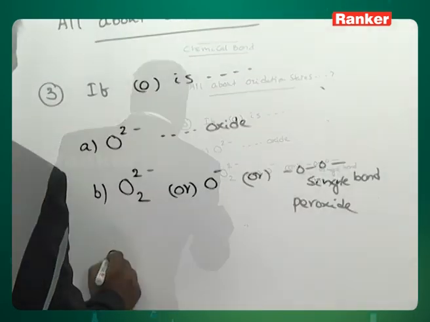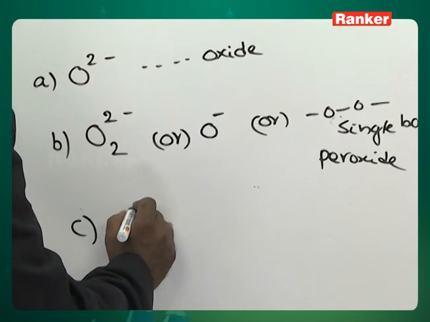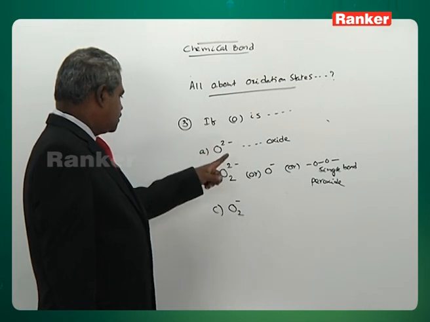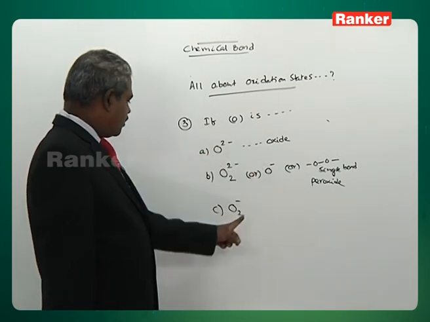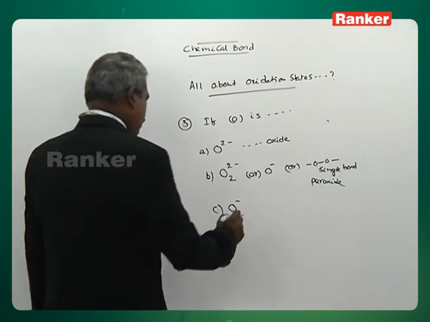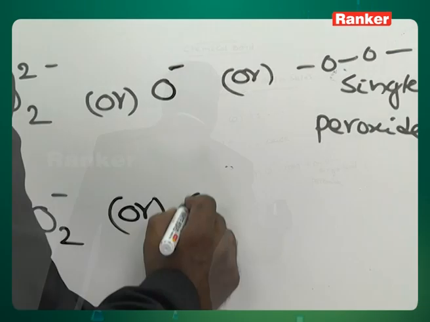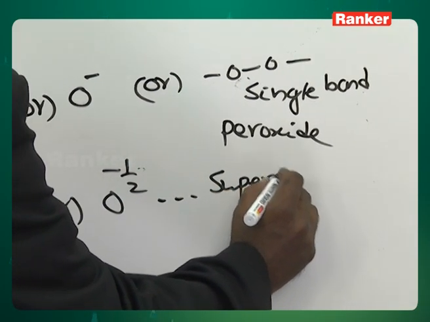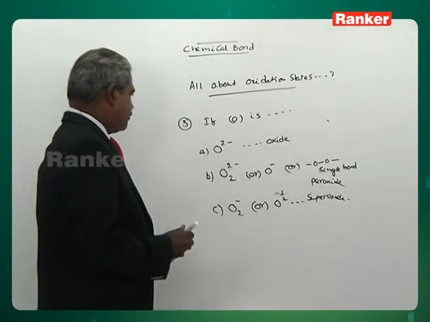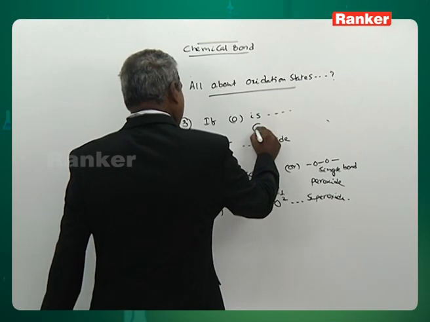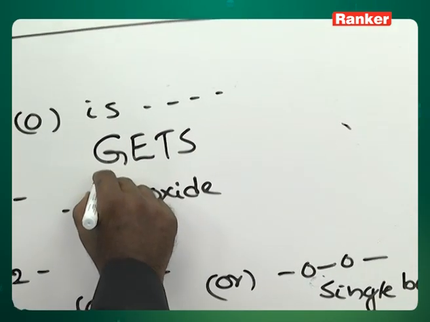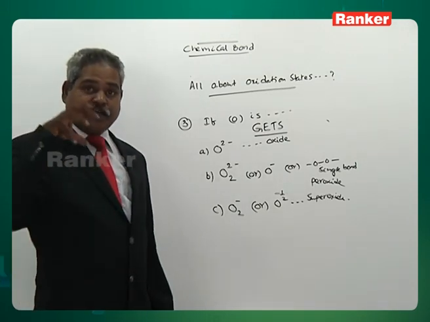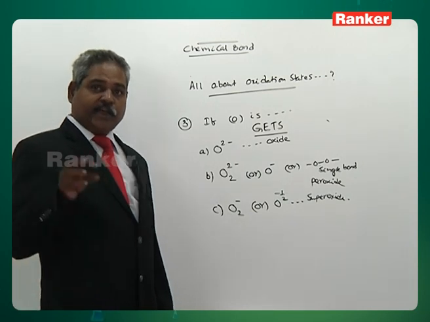And if oxygen gets minus half, that is O2 minus 1, here 1 oxygen gets 2 electrons, here 1 oxygen gets 1 electron, here 1 oxygen gets half an electron only, or oxygen minus half, it is called a superoxide. There is the matter: if oxygen gets is the word I have been repeatedly using. It doesn't depend on what you give to oxygen. What oxygen gets is what matters, what oxygen gets by virtue of others.